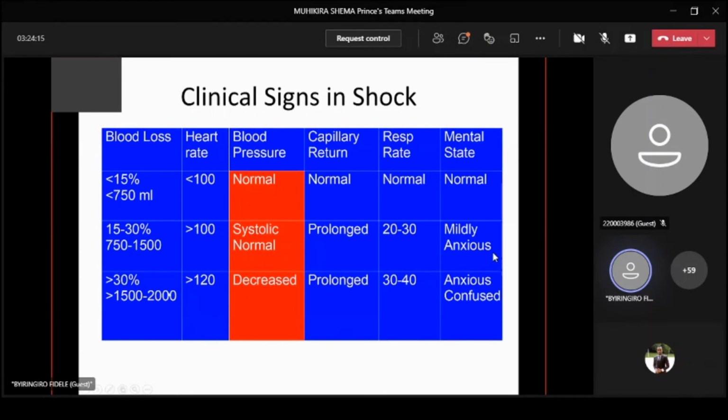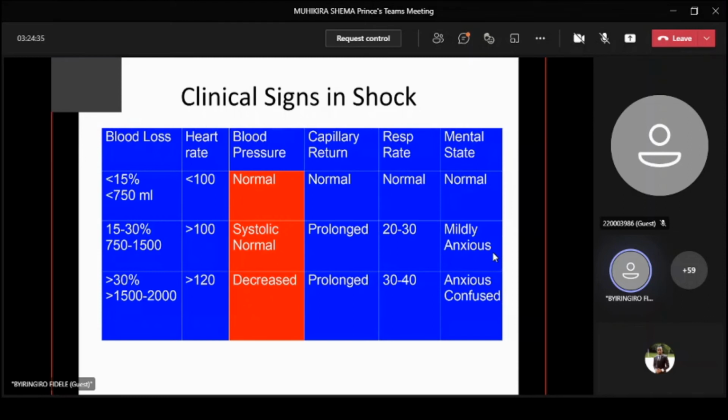You can estimate the blood loss. Do you get my point? This table is very important. You are going to need it in your career. Every time you're going to treat an injured patient, always remember the heart rate, the capillary return, the respiratory rate.